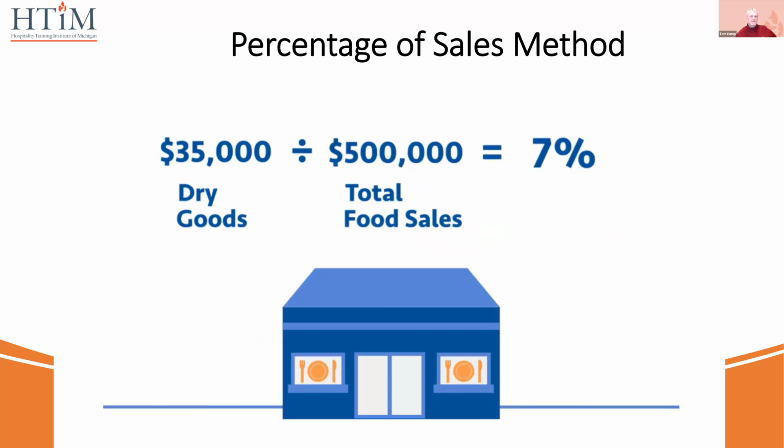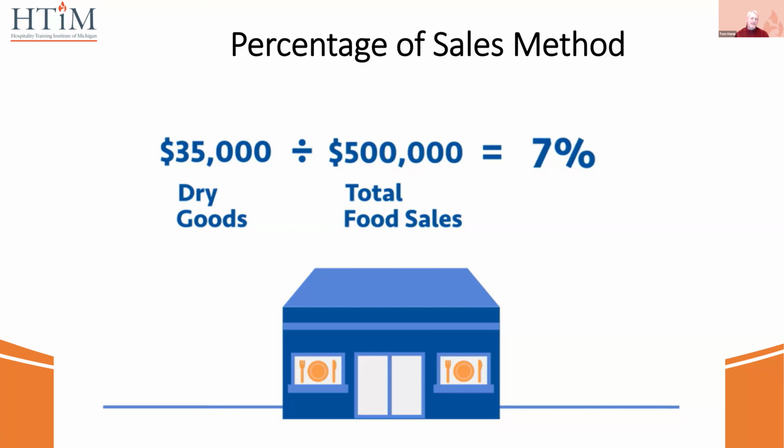So if we're using the percentage of sales method, here's our dry goods. Our dry goods percentage of our total sales is 7%, right? So from there we can use that number to budget. Questions, comments there? So again, we can take any category, understand what percentage of the total that category is, and be able to increase or decrease based on our forecast.